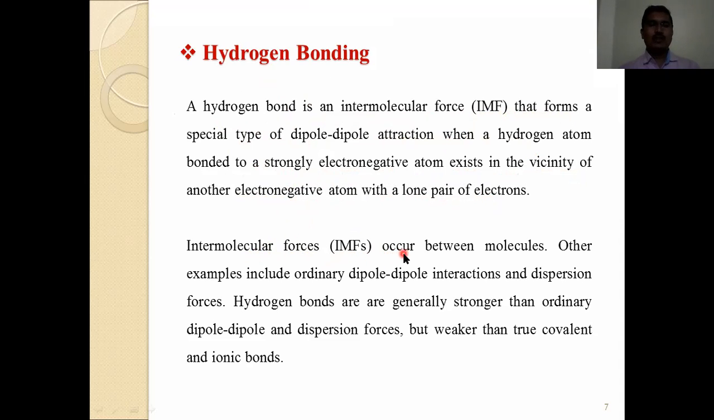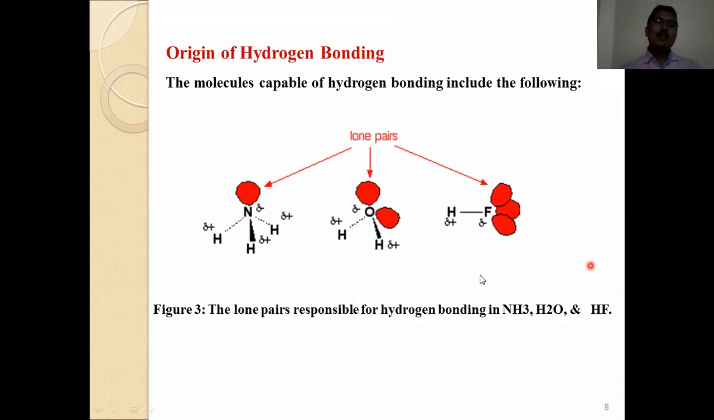Intermolecular force occurs between the molecules. Other examples include ordinary dipole-dipole interaction and dispersion force. Hydrogen bonds are generally stronger than ordinary dipole-dipole and dispersion force, but weaker than true covalent and ionic bonds. Now we can see here the diagrammatic form of the hydrogen bonding.